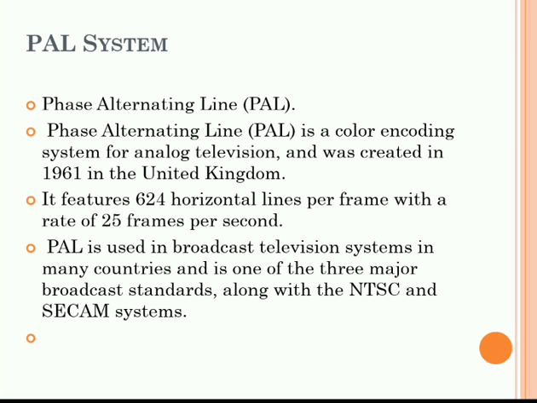This PAL system, where PAL stands for phase alternating line, is a color encoding system for analog televisions and was created in 1961 in the United Kingdom. It is a color encoding system for color television, analog television. It features 624 horizontal lines per frame with a rate of 25 frames per second. We have seen these horizontal lines. What are the standards for that? It features 624 horizontal lines, and its rate is 25 frames per second.